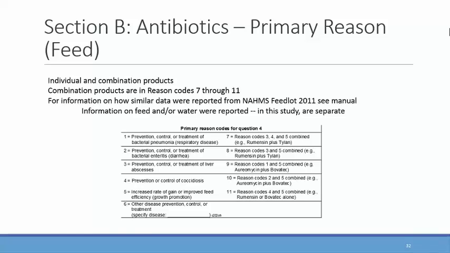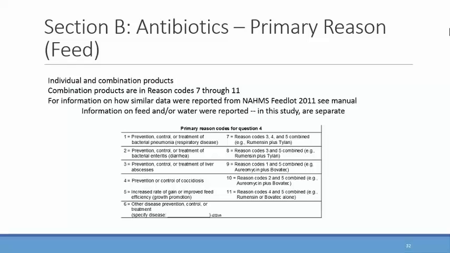So on these primary reason codes, page 63. We have a couple of things here. For codes 1, 2, and 3, note the prevention, control, or treatment of diseases. Reason 4 is prevention or control of coccidiosis. And then reason code 5 is actually the growth promotion claim, which is increased rate of gain or improved feed efficiency. And then code 6 is other disease prevention, and in that case, we need you to write that information in. We know that some folks who were able to pre-test the survey might have had some other conditions reported to them, and so we do need to have that reported if it does not fit into the categories above.